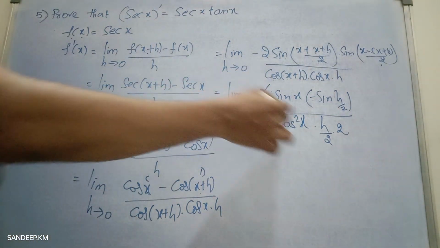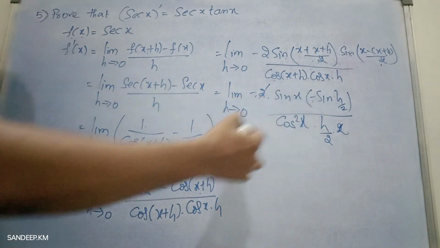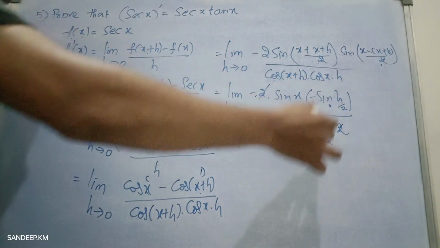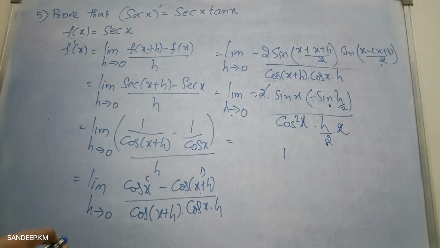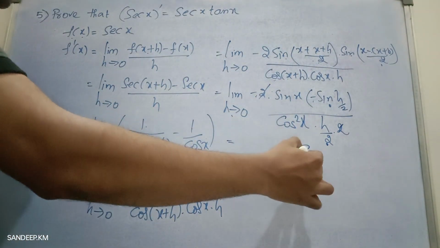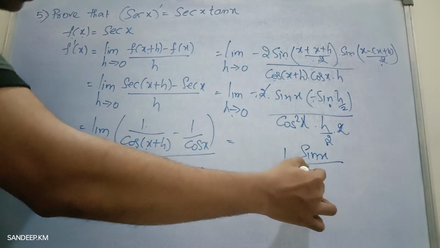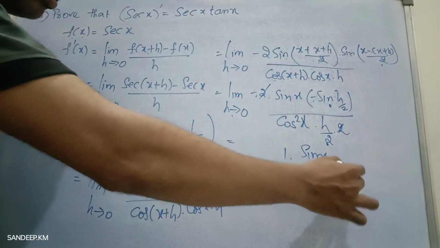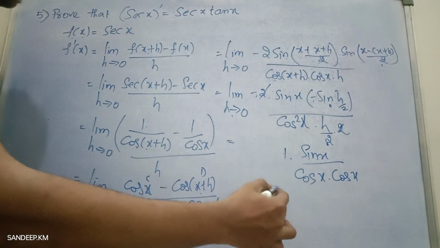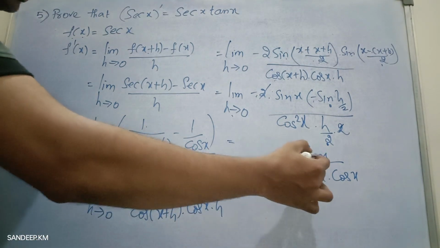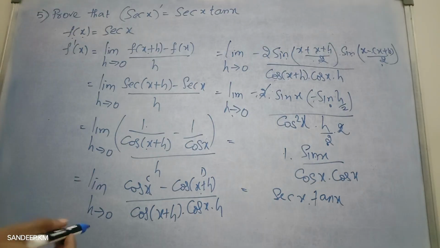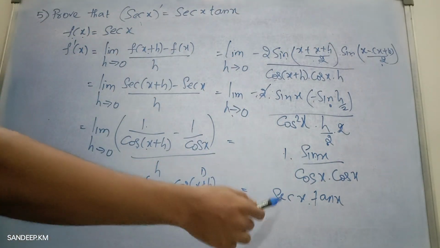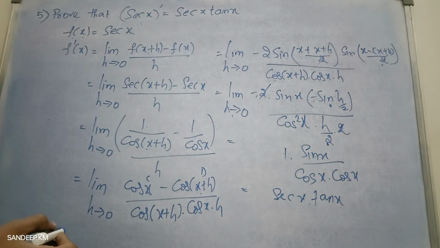Got it? And these two will get cancelled, minus into minus will be plus. Sin h by 2 divided by h by 2, when h approaches 0, is 1. Okay, and we have sin x, and let me write cos square x as cos x into cos x. 1 by cos x is secant x, and into sin x by cos x is tan x. So dear students, we have proved that secant x derivative is secant x into tan x.